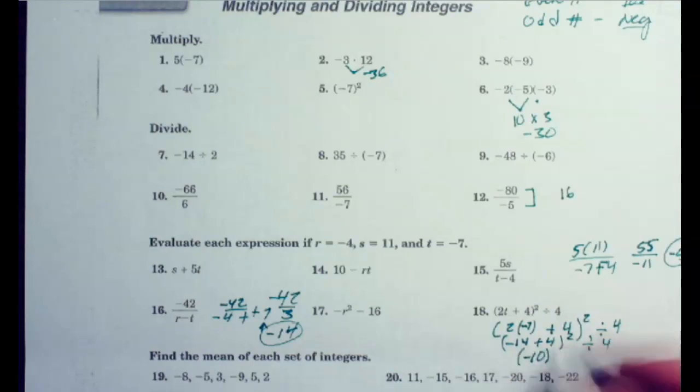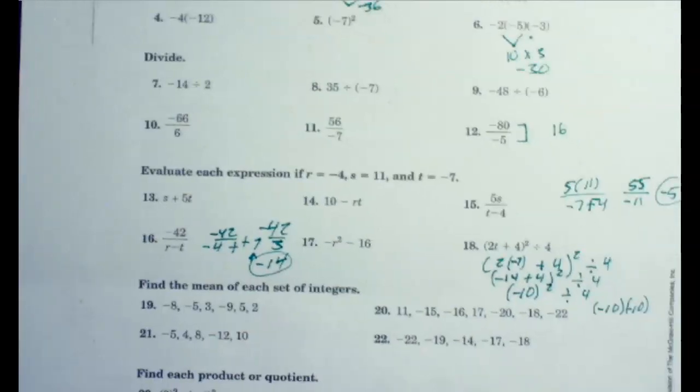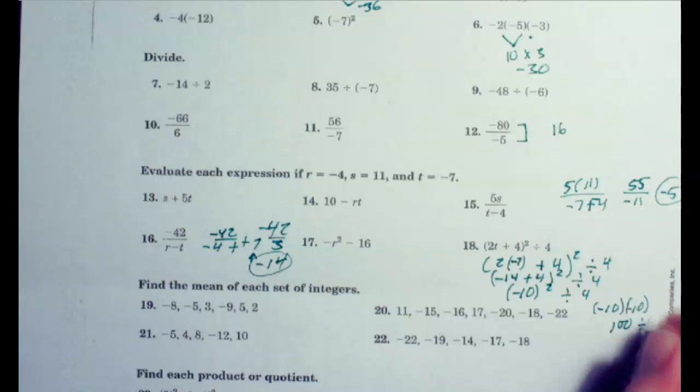Now, the exponent is outside here, so what we're going to end up with is it's really a negative 10 times a negative 10, and that's going to give me a positive 100, and then we have to divide that by 4, and that's going to give me 25.